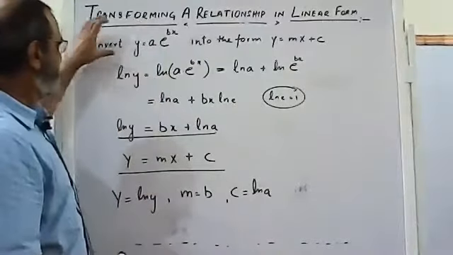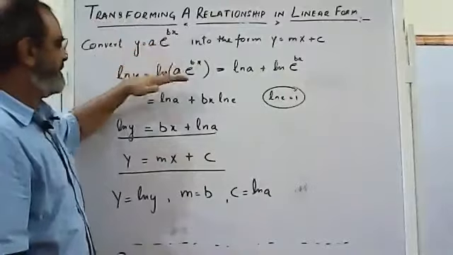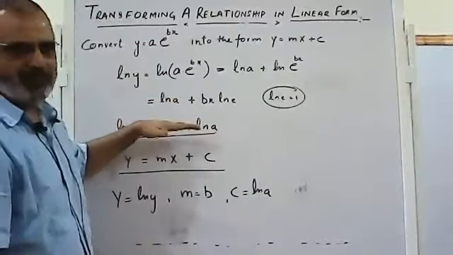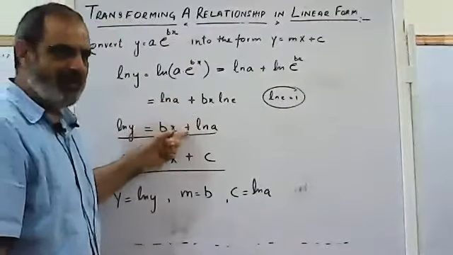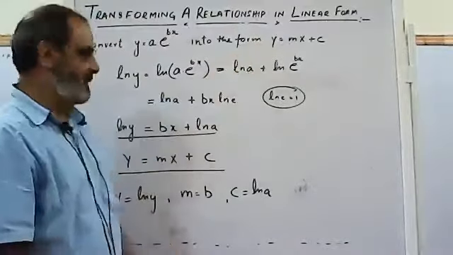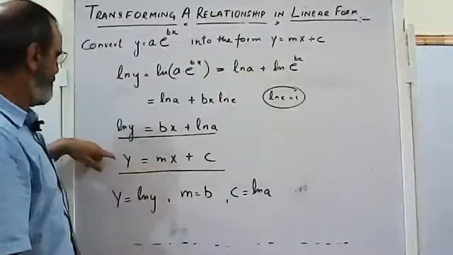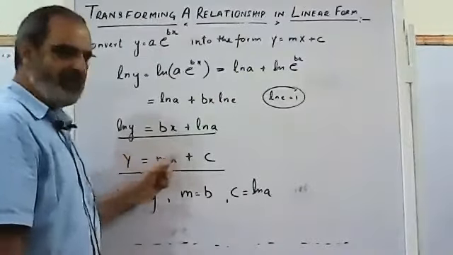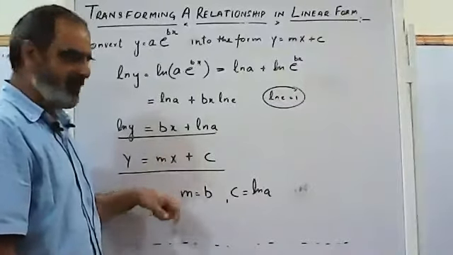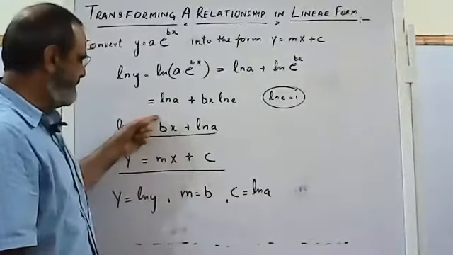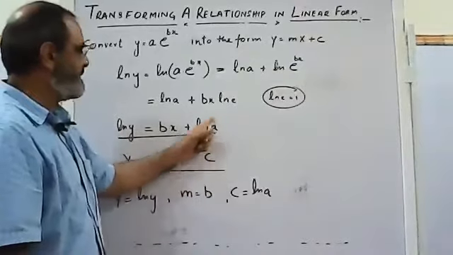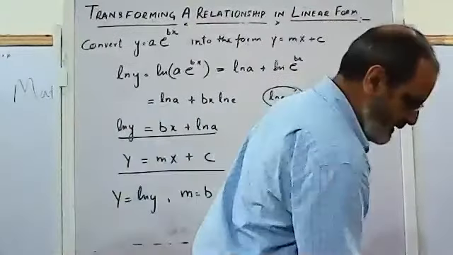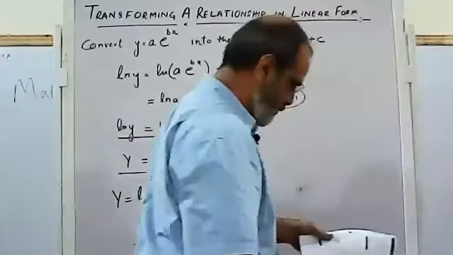So I have taken the log first, then I have simplified. I got this equation ln of y is equal to bx plus ln of a. I have compared it with y is equal to mx plus c. On comparison, I got y is equal to ln of y. Gradient of linear equation or the equation of a straight line, m is equal to b, and the y-intercept c is equal to ln of a. Let's try another question.